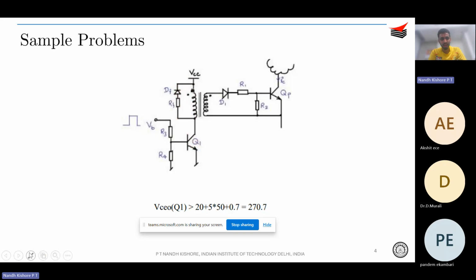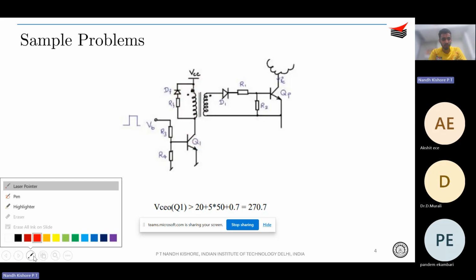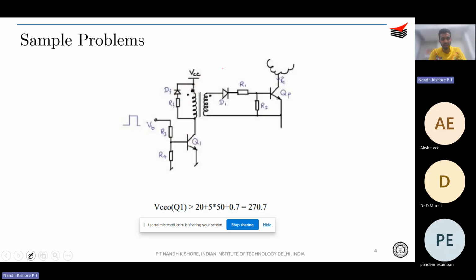The path would be, if I have to draw it, from VCC through DF, RF, and we get over here. Just apply KVL over here. So you would be getting VCC, then minus VDF, and then you need to add up the IF RF component. The same has been done over here.